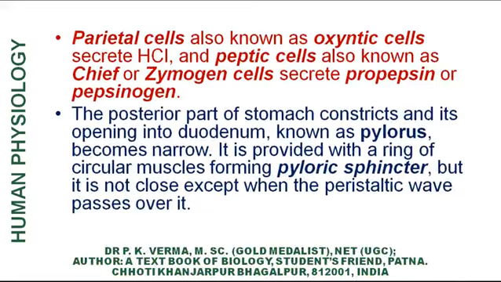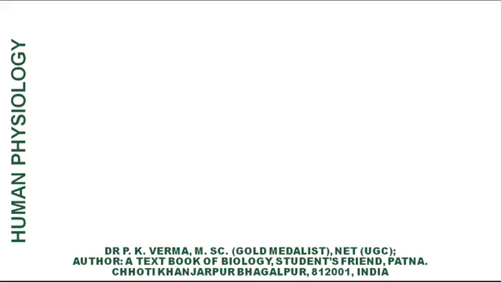The posterior part of the stomach constricts and its opening into the duodenum is known as the pylorus. It is provided with a ring of circular muscles forming the pyloric sphincter. It is not closed except when peristaltic waves pass over it. However, it is a narrow aperture and becomes loose only when food is finely grinded, mixed with acid and enzyme in the stomach.